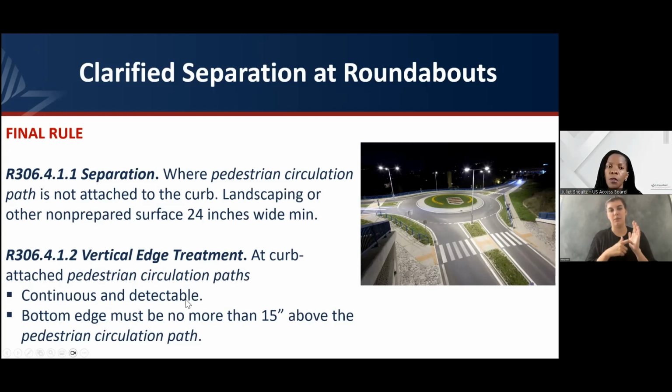Again, that's at curb attached pedestrian circulation paths. Continuous and detectable vertical edge treatment must be provided, and the bottom edge must be no more than 15 inches above the pedestrian circulation path. Again, note in this illustration, they've done both. They provided both options, both the separation and the vertical edge treatment.